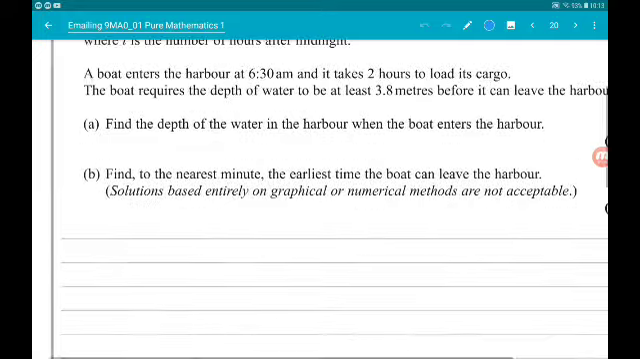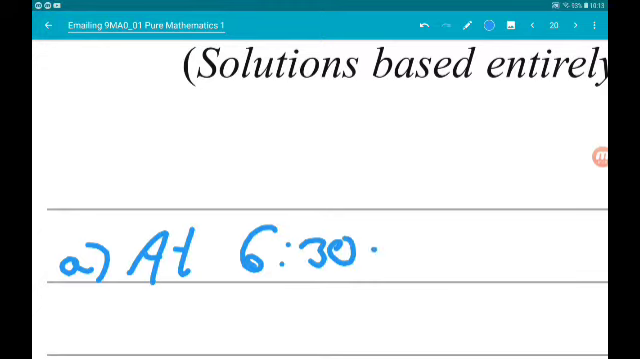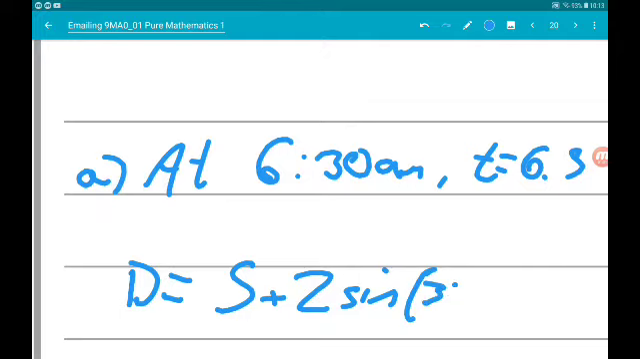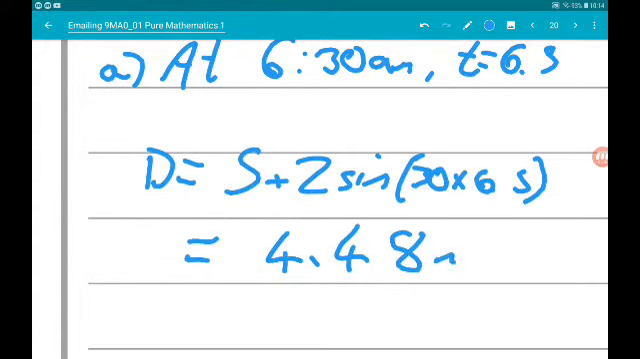So, 1 mark. So, at 6:30 a.m., T is 6.5, so D is 5 add 2 sine of 30 times 6.5. Smash that into your calculator, and if we go to 3 sig figs, we get 4.48 meters. Don't forget your units.